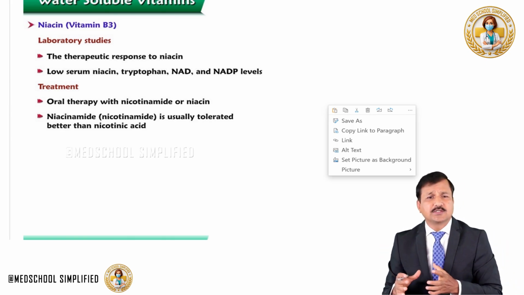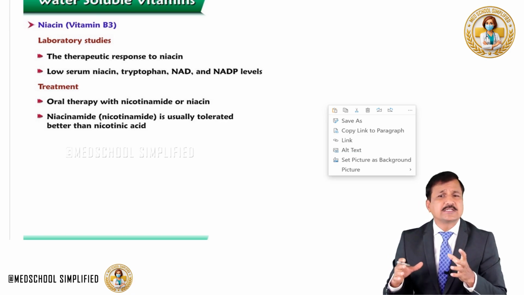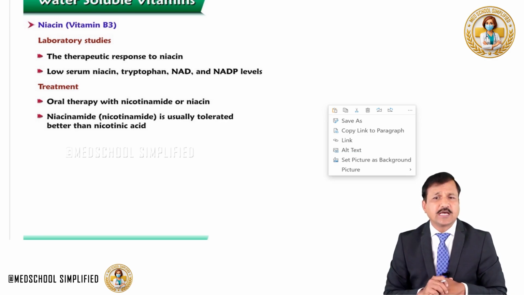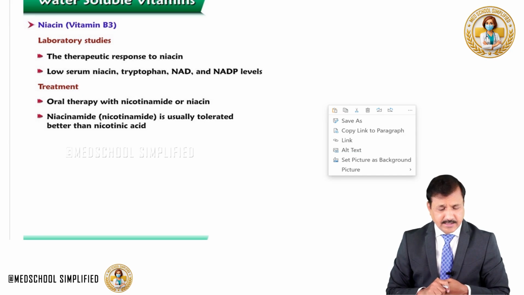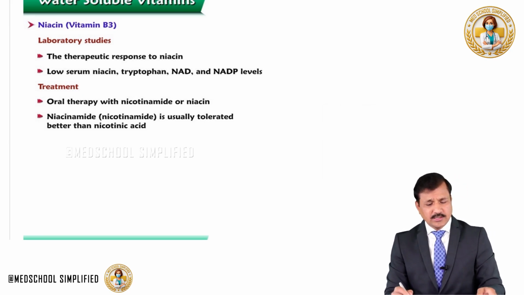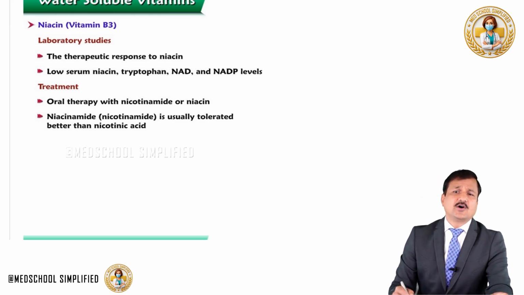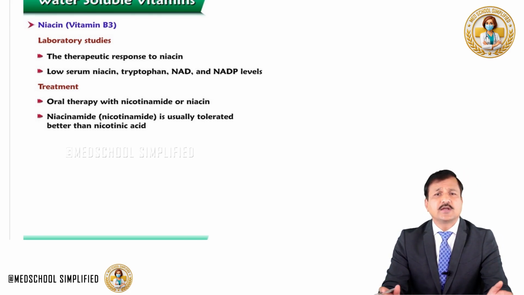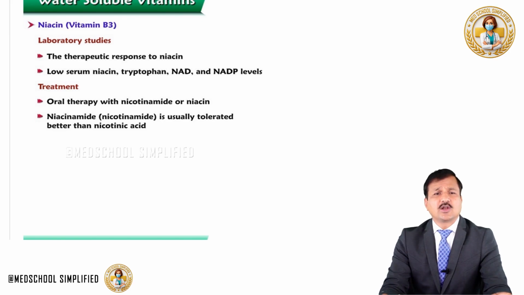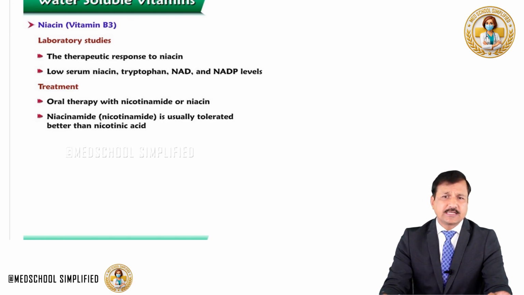And also we can measure serum niacin, tryptophan, NAD, NADP levels, which can also reflect niacin deficiency, and also confirm the diagnosis of pellagra. Now, what is the treatment here? Treatment is oral therapy with nicotinamide or niacin, usually effective in reversing the clinical manifestations of pellagra, and nicotinamide is usually tolerated better than nicotinic acid.